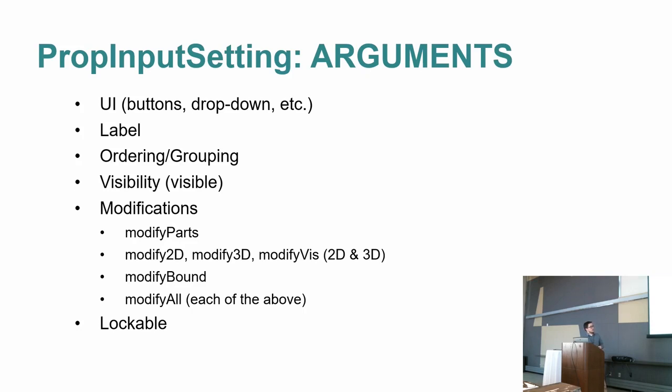Visibility: show it or don't show it, and you can even tell it how it should behave when a change is noticed. For instance, you can have it modify parts. You can modify your 2D, 3D, both, or you can modify bound only, or you can modify all of them. And this is just passing in a modify all flag set to true. And then lockable is also whether or not the lock icon appears or not.